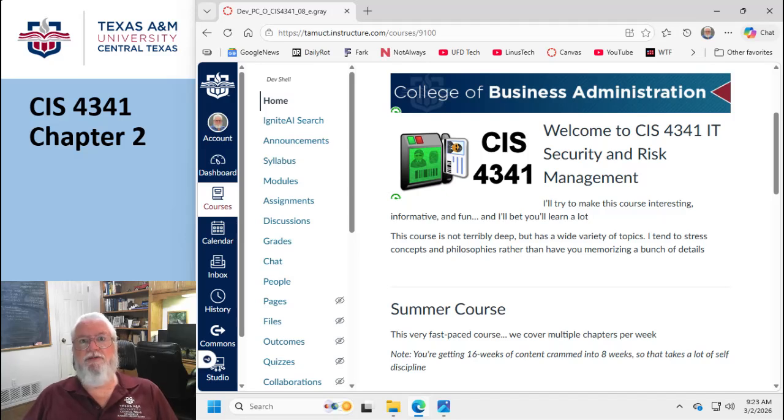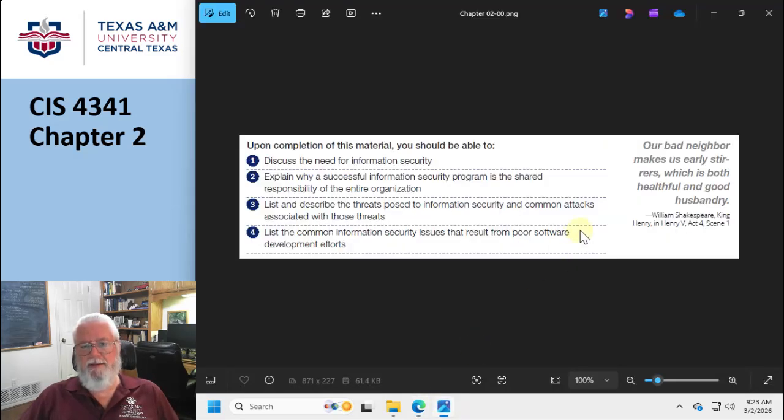Okay, welcome to Chapter 2. Chapter 2 is on the need for security, page 27. You might be thinking, isn't that kind of self-evident? So here are the learning objectives. Discuss the need. That sounds kind of silly. What, the fact that this is a shared responsibility, right? List and describe the threats, and then the common issues that come up.